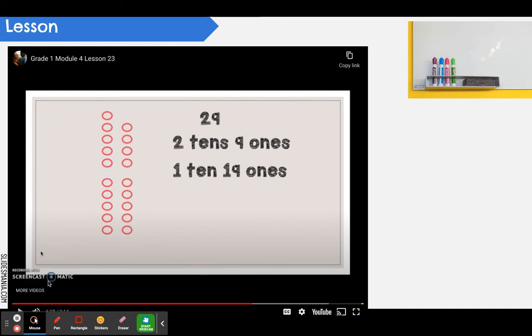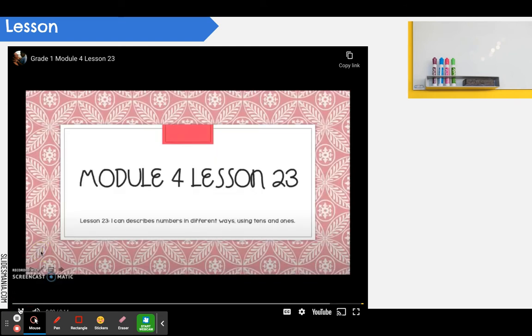I'm going to trade it out. Now, how would you describe this number? Write it on your whiteboard. How many ones do you see? If you said 29, you are correct.